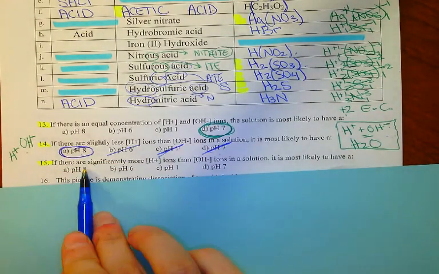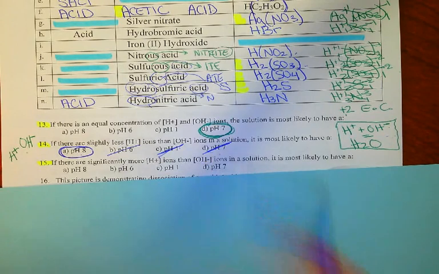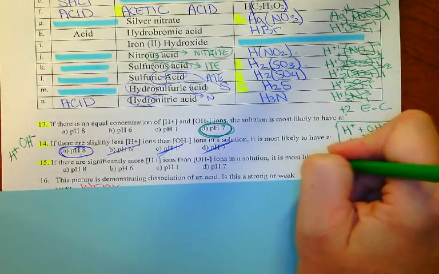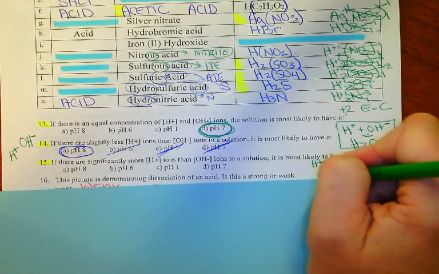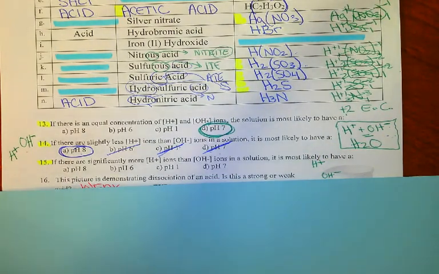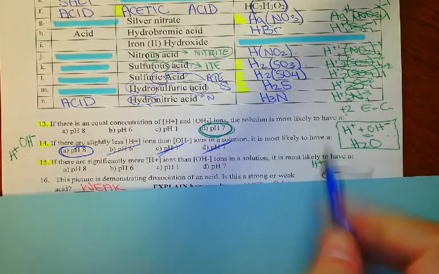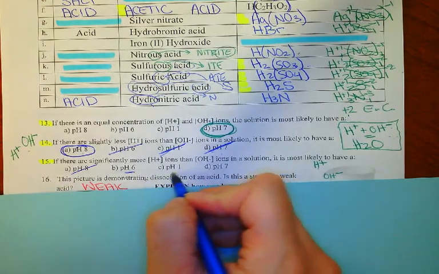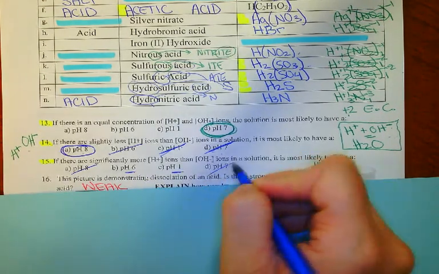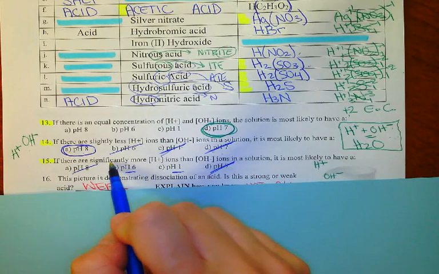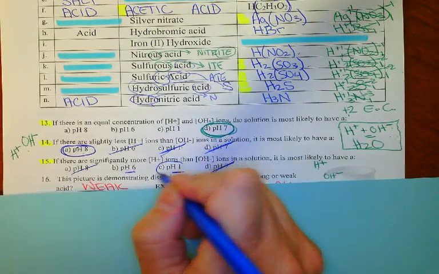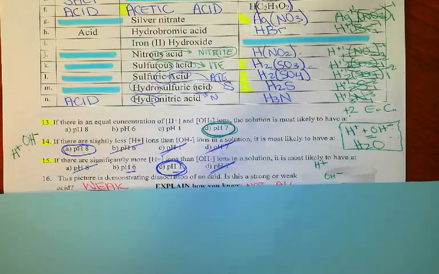If there are significantly more H plus than OH minus, so I'm going to say for this one, if there is a lot more H plus compared to OH minus, then what would my pH be? It's going to be acidic, so not pH 8. This one is acidic, okay? This one's also acidic. This one's neutral. So it says significantly more. That means I'm not going to be a little bit acidic. I'm going to be very acidic, close to 0. That one.